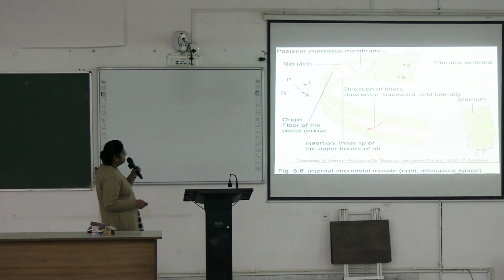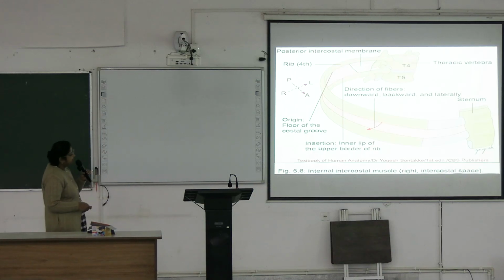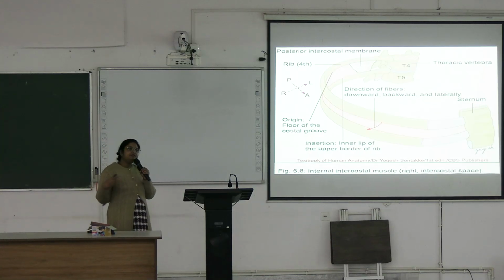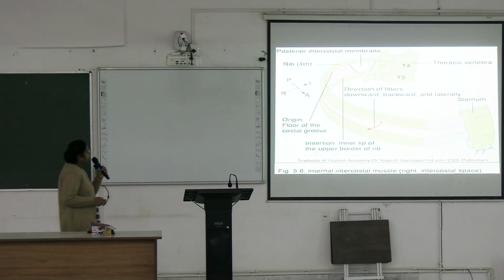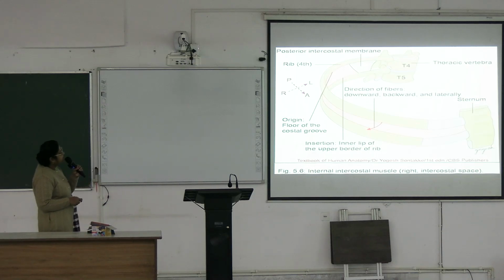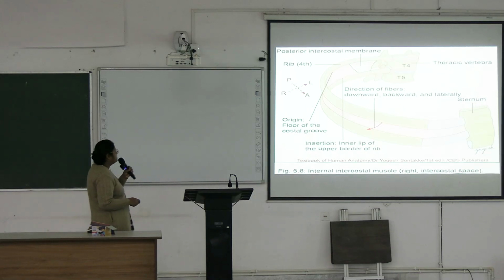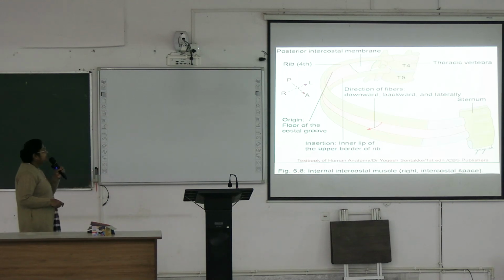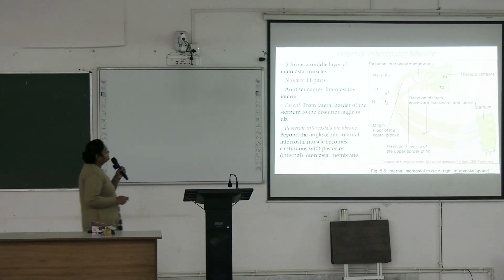Next we are going to internal intercostal. See the fiber direction. Fiber direction is downward, backward and laterally, just at right angle to the external intercostal. And see this continuation of fibers, they are continuing here posteriorly as the posterior intercostal membrane. Origin is from the floor of the costal groove, insertion into the inner lip of the upper border of the rib below. So internal intercostal forms the middle layer of intercostal muscles.